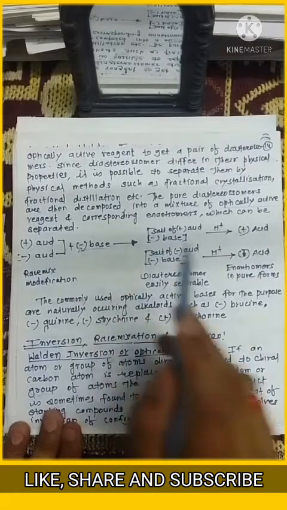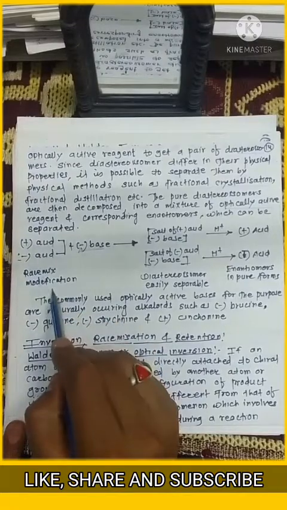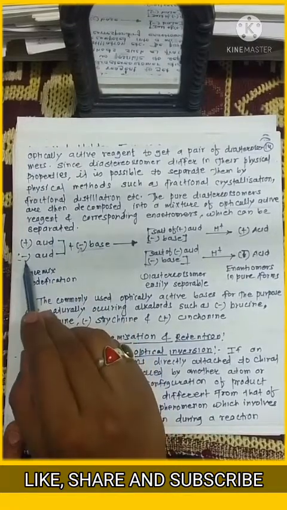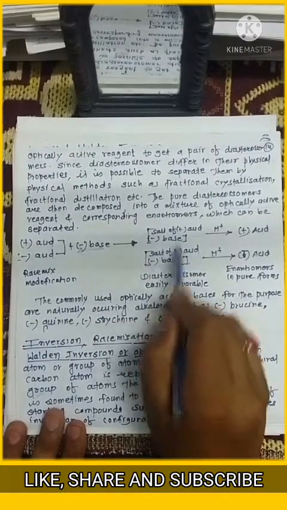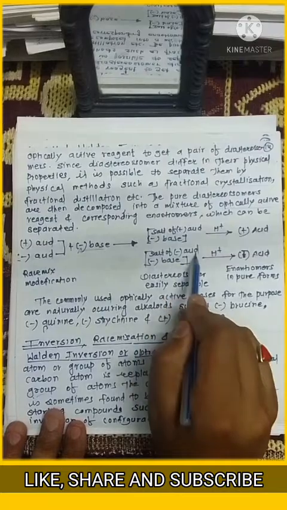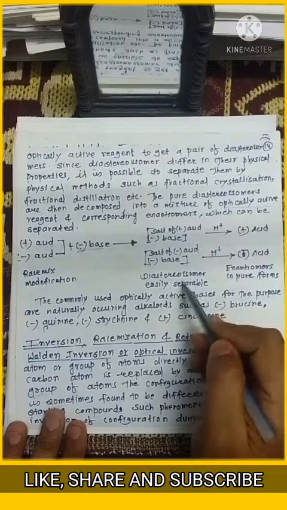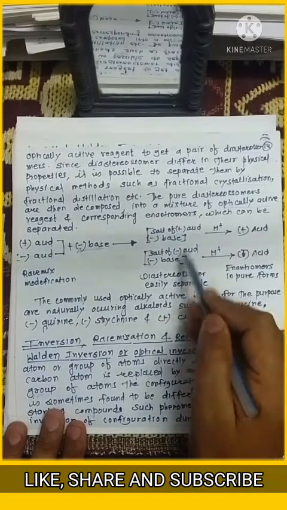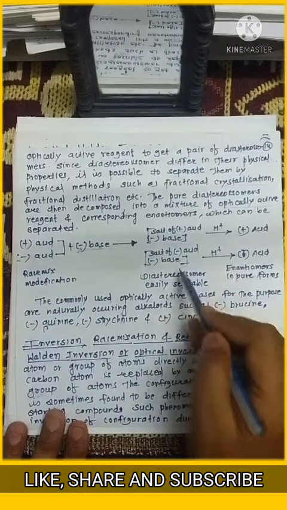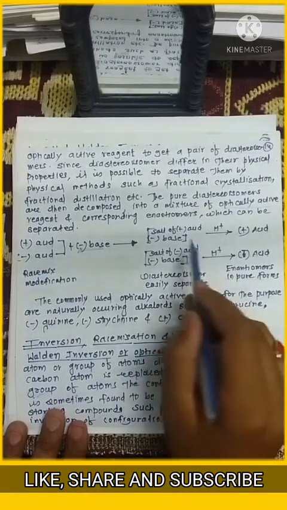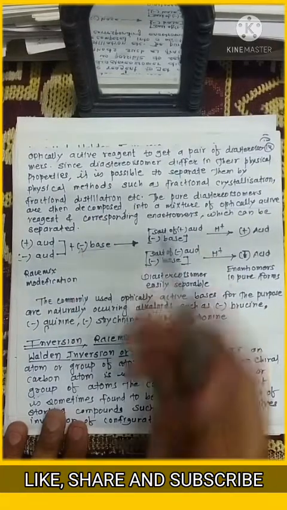So we get two different types of salts here, because the racemic modification contains positive acid as well as negative form of acid. So we get the salt of positive acid and negative base. Also we get the salt of negative acid and negative base. These diastereomers can easily be separated because of their difference in melting and boiling point. So they can easily be separated by the method of fractional crystallization or fractional distillation.